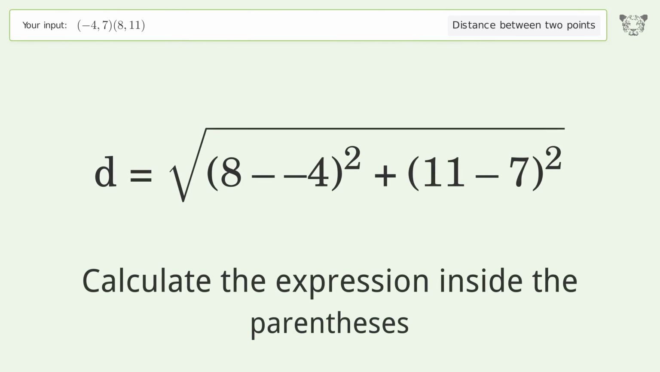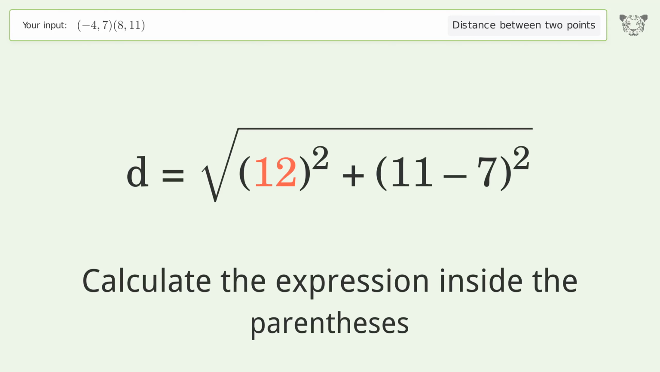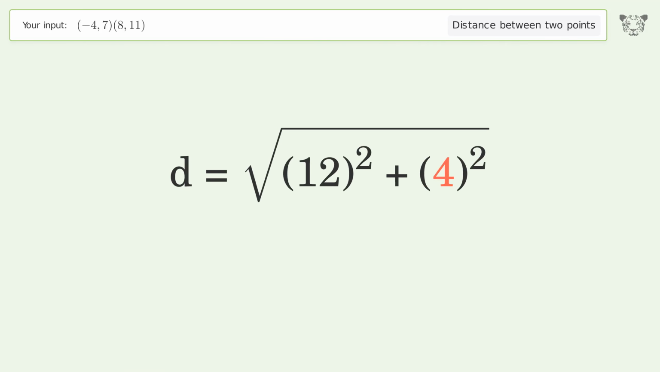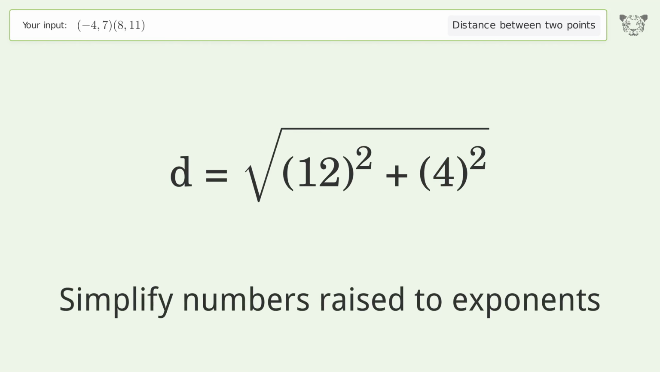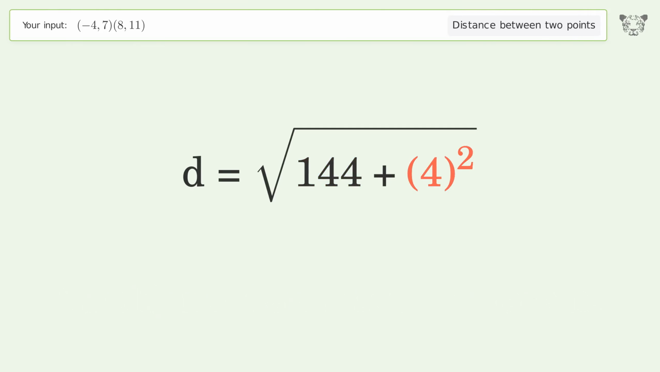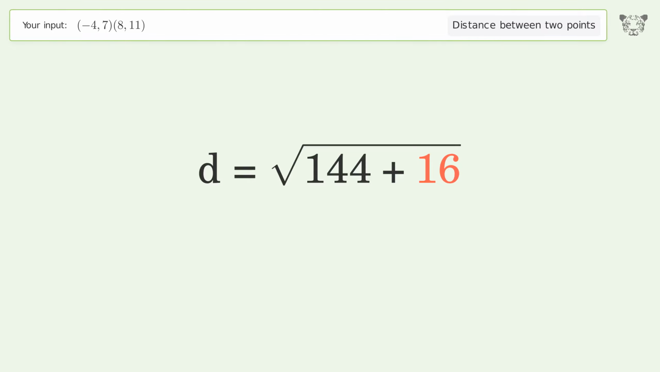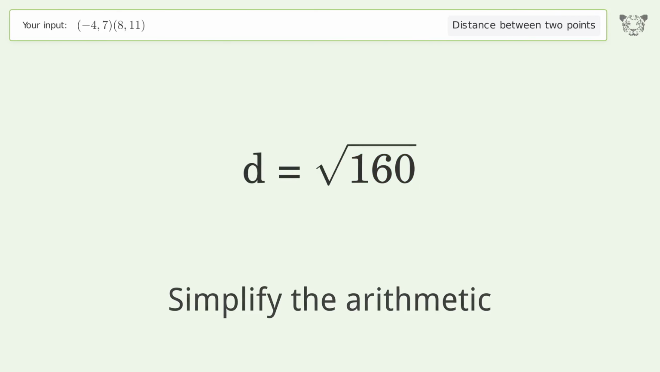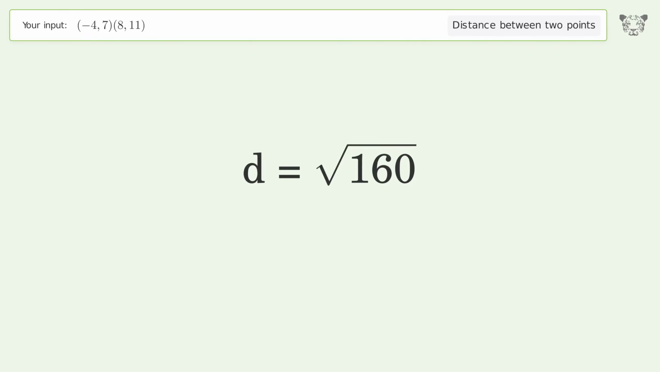Calculate the expression inside the parentheses. Simplify numbers raised to exponents. Simplify the arithmetic. And so the distance between the 2 points is the square root of 160, or 12.649.